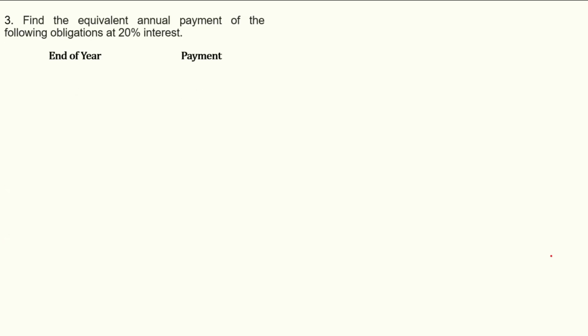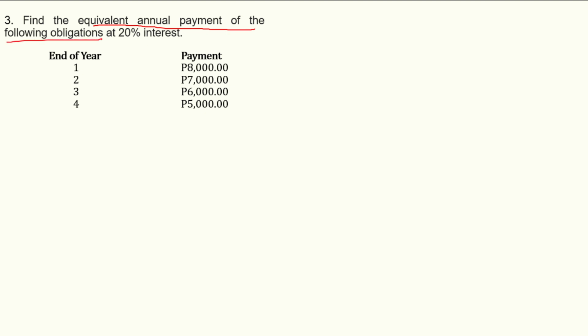So, number 3 tayo. Find the equivalent annual payment of the following obligations at 20% interest. So, end of year, meron tayong payment. Sa year 1, ang payment natin ay 8,000. Sa year 2, naging 7,000. Sa year 3, naging 6,000. And sa year 4, naging 5,000. So, ang hinahanap, the equivalent annual payment of the following obligations.